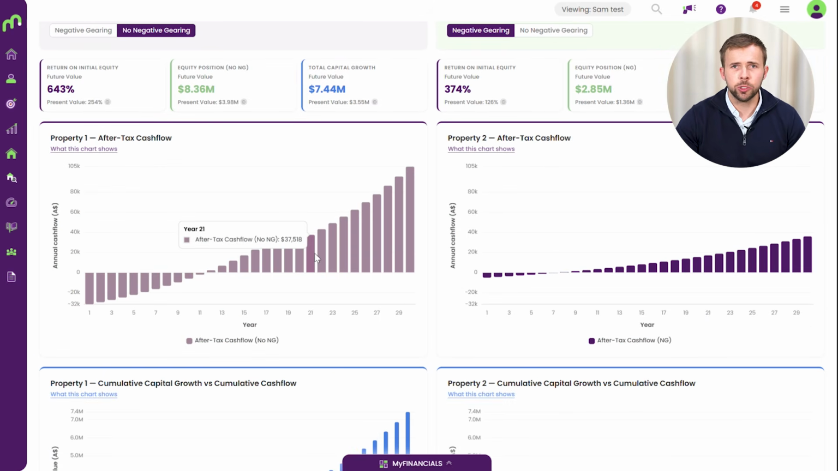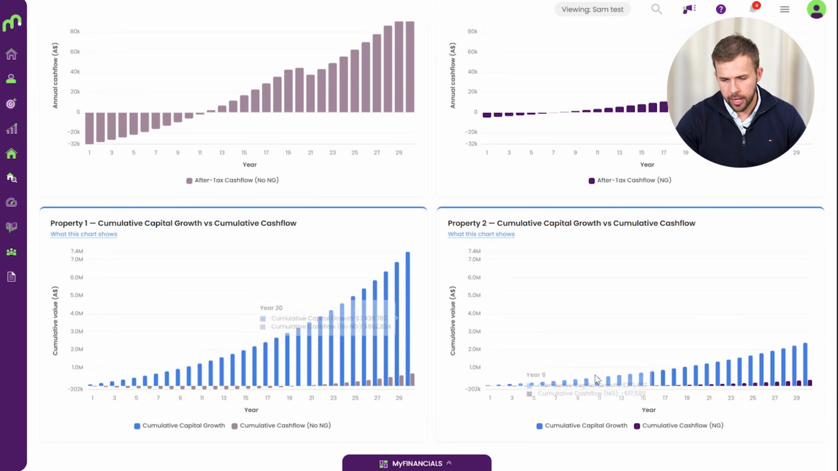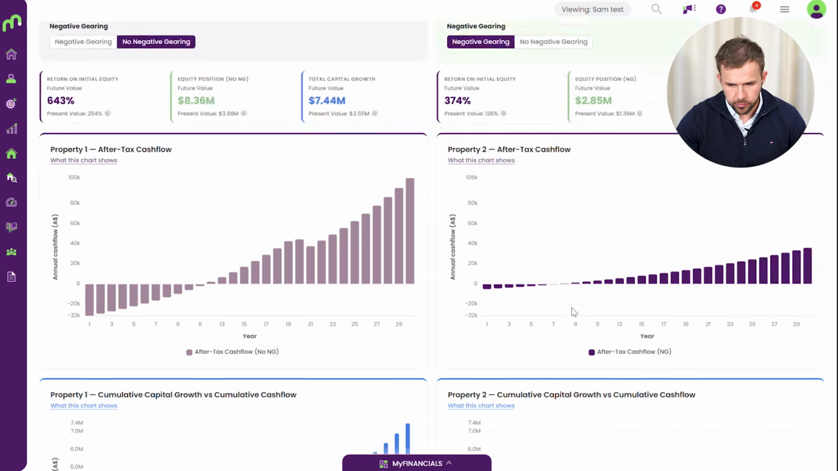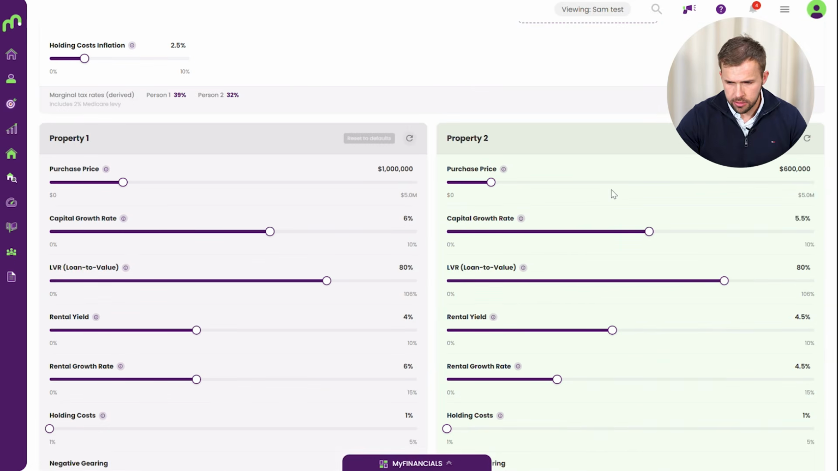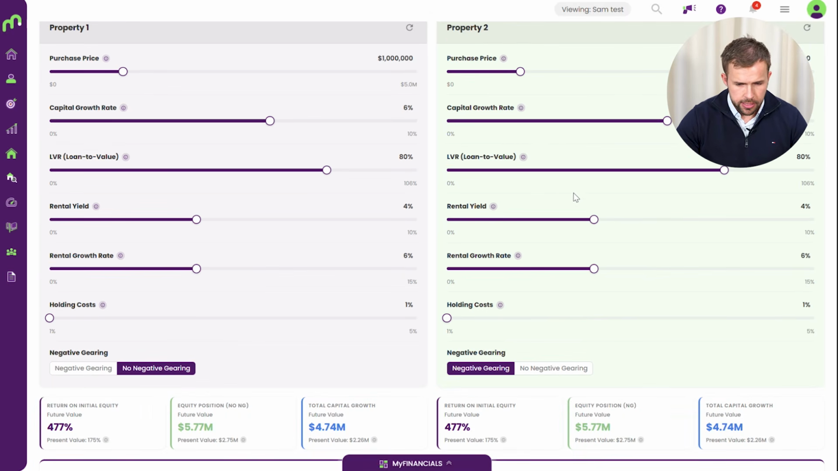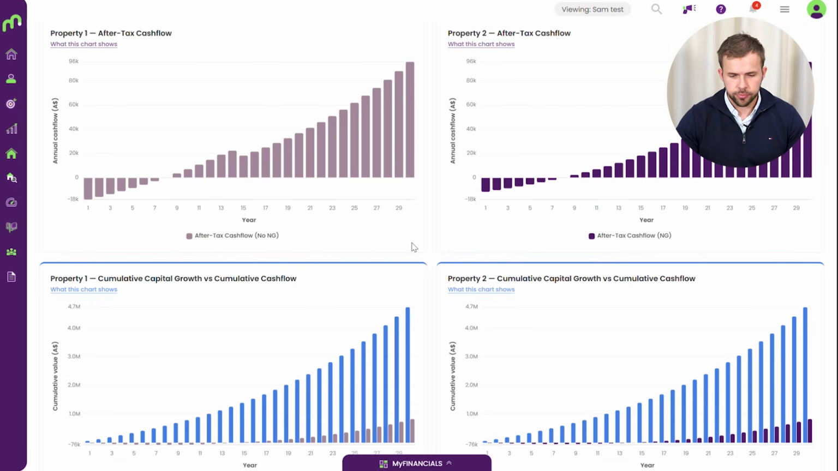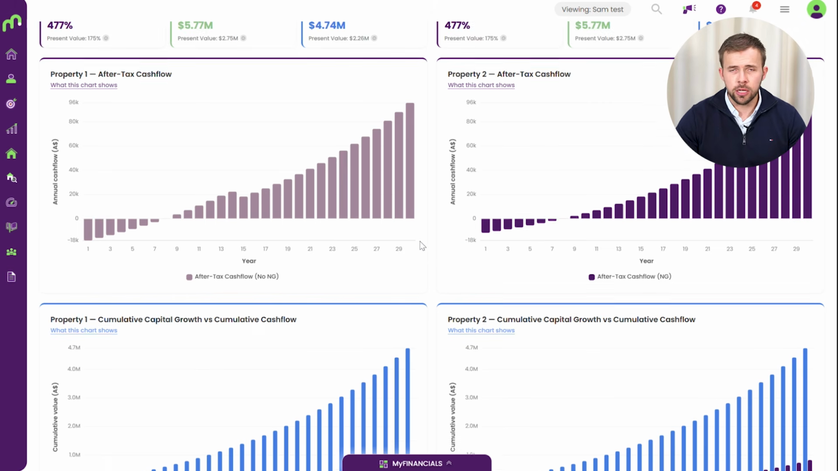And we have the same two charts that we saw on that previous page, the cash flow chart, as well as that difference between the growth and the rental yield. You can also just imagine that they're the exact same properties, but with no negative gearing and negative gearing, and see a side-by-side comparison of those two as well. So yeah, feel free to play around.